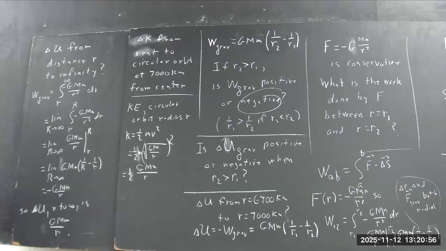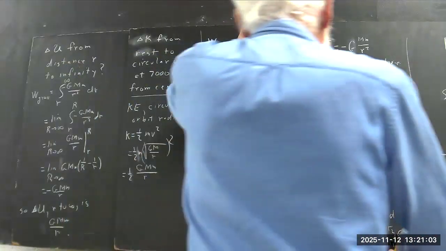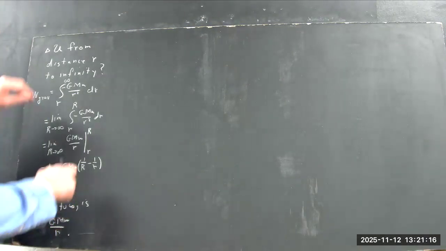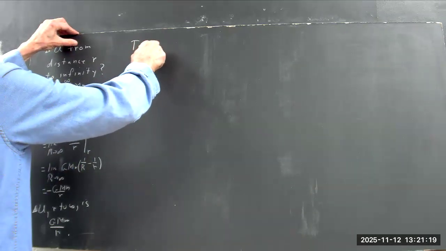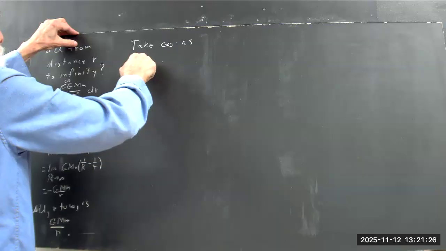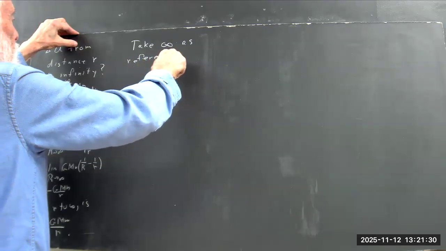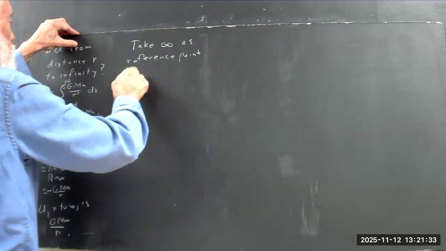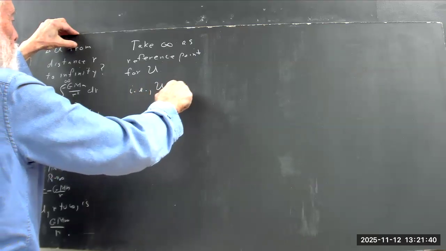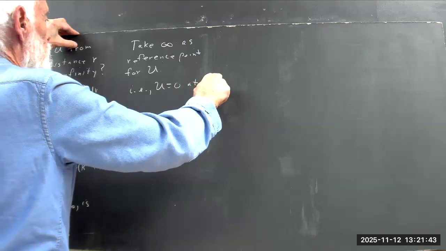Except that's not right. It's gotta be negative. No, never mind. So my next step is to take infinity as a reference point for U, i.e. U equals 0 at r equals infinity.